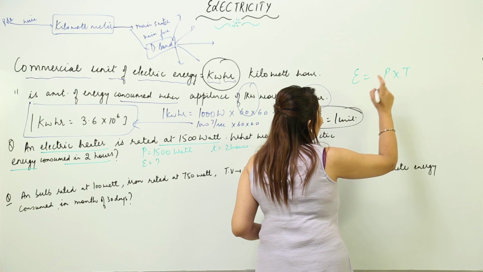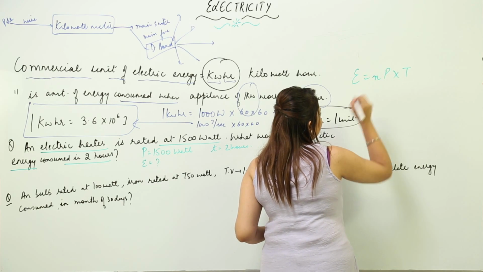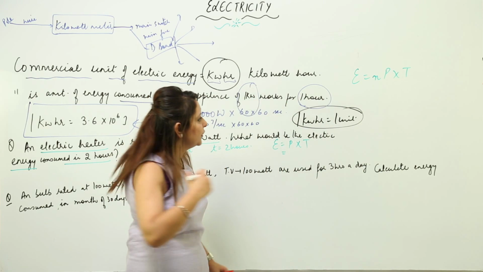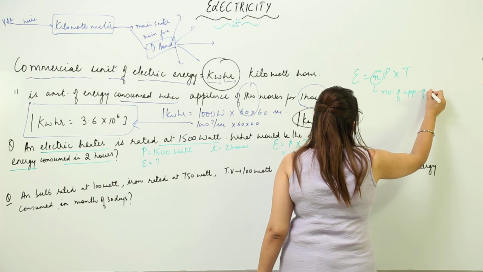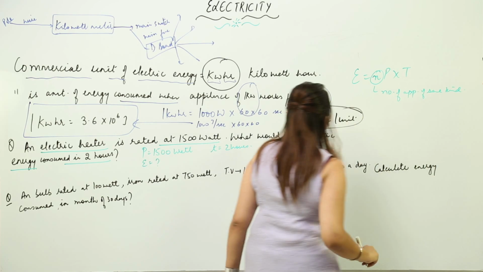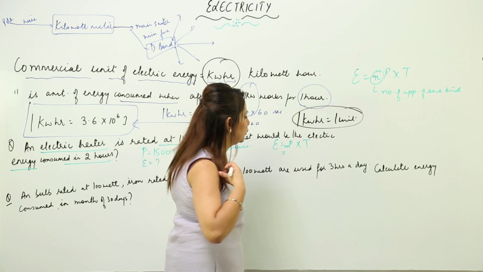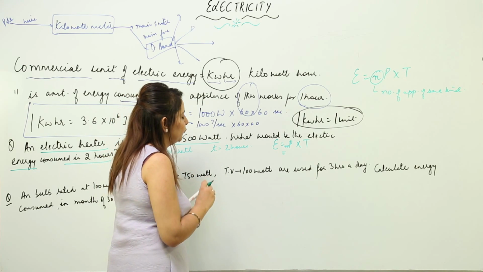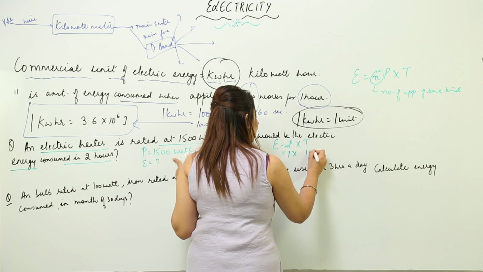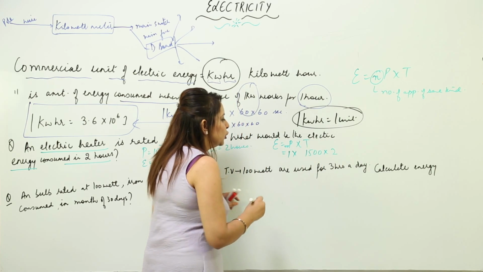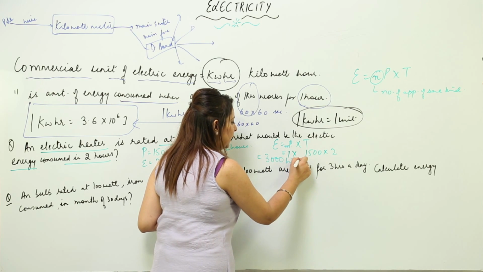Suppose I say 1 fan, it becomes 1 into P into T. But if I say 3 fans, we use the term N also. N refers to the number of appliances of the same kind. Try to always remember N in the formula, whether it is 1 or 2. So E: it is 1 heater, so 1, power is 1500 and time is 2 hours. It comes out to be 3000, in watt hour.